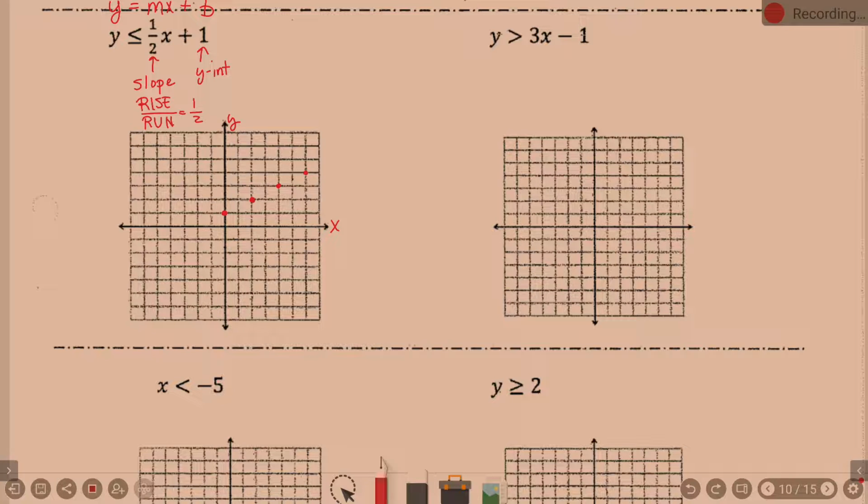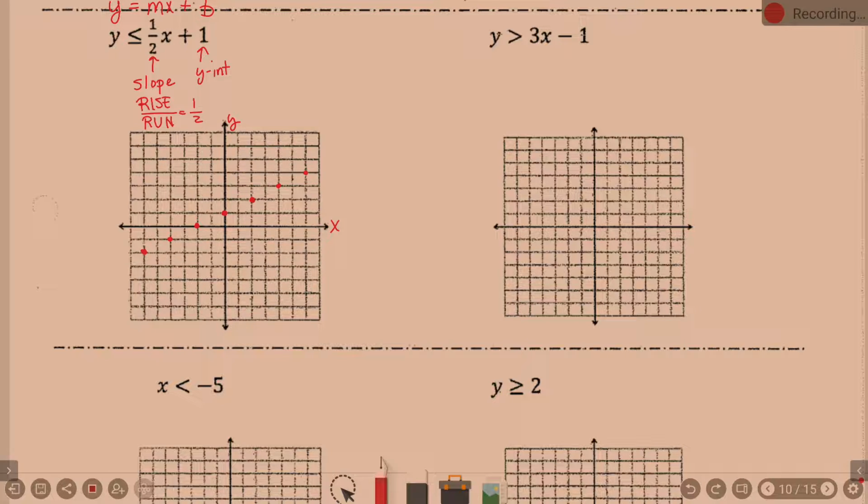Do I have to do it that many times? No, you don't have to, but I like it. And then I went down 2 over 1. And then, yes, you can also try down 1 over 2. Down 1 over 2.